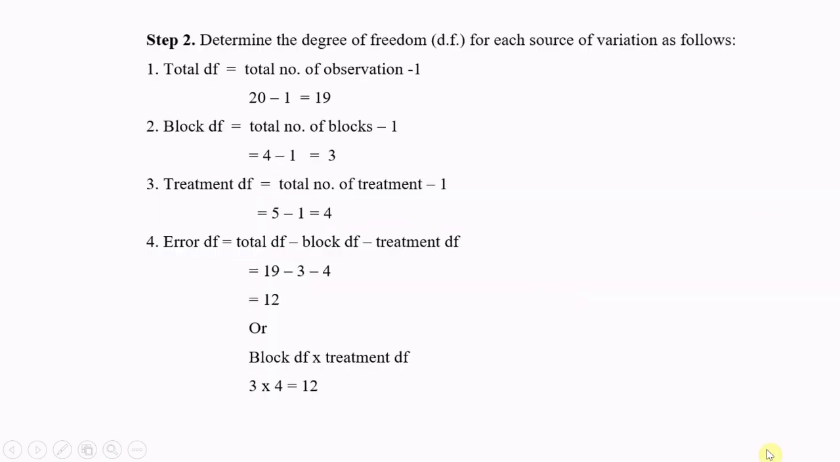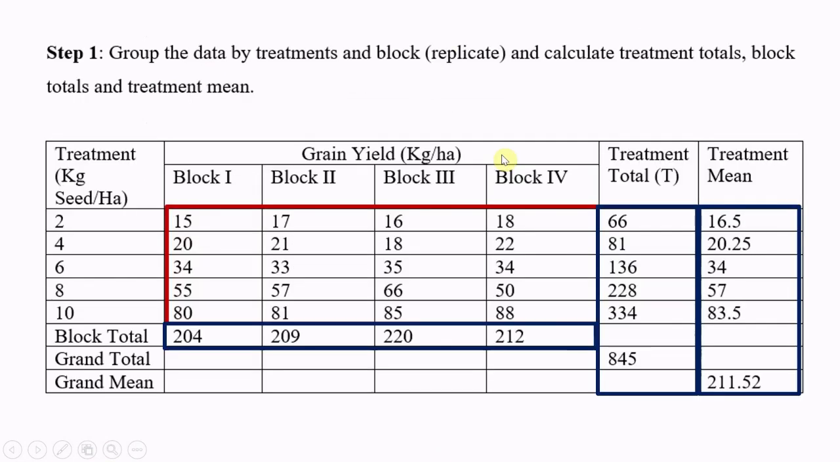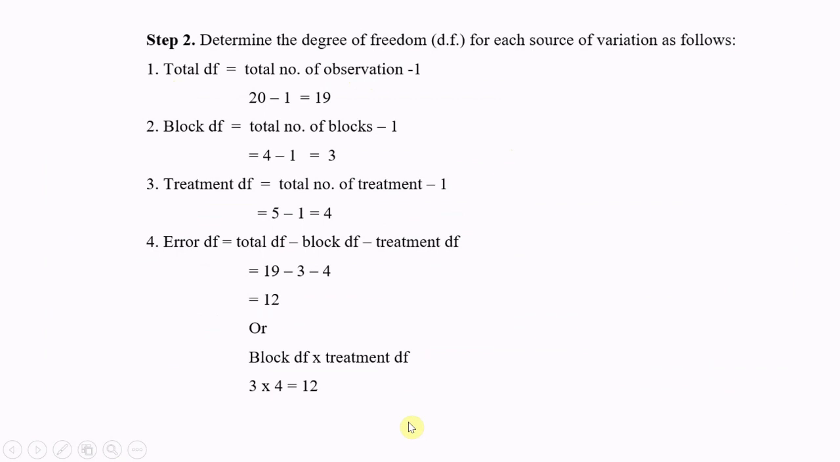Then in the second step, you need to determine the degrees of freedom. As you can see, the formula for total degree of freedom is total number of observations minus 1. So how many observations were there? We had 20 observations: 5 different treatments and 4 replicates. So there are a total of 20 values. So 20 minus 1, that is 19, your total degree of freedom.